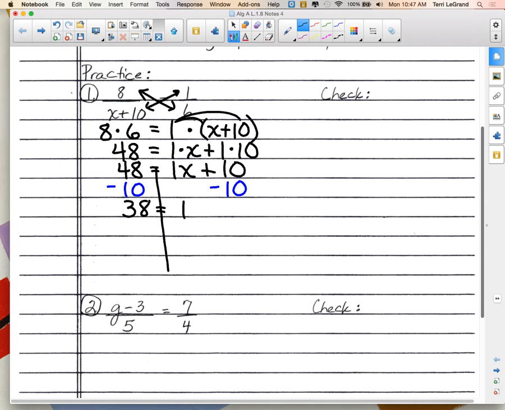1x. Now what? Divide by 1. So 38 gets divided by 1, and 1x gets divided by 1, and we end up with what? 38. 38 for our x. So we'll circle that as our solution. 38 is our x value in this problem.